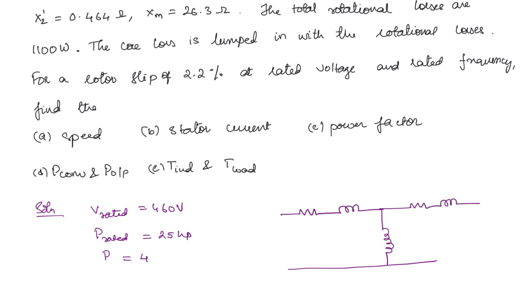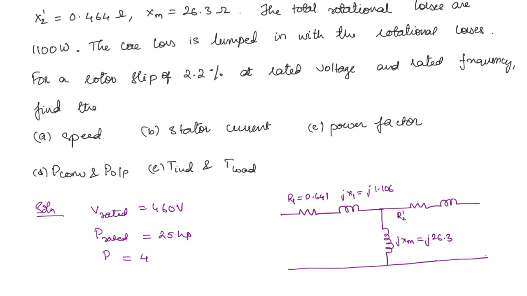This part of the circuit is given. Okay, so what is R1? This is given as 0.641. JX1 is given as J 1.106 ohms. JXM is given as J 26.3.